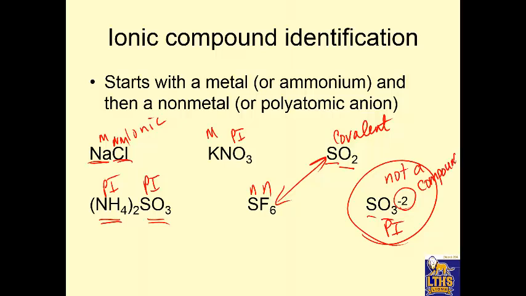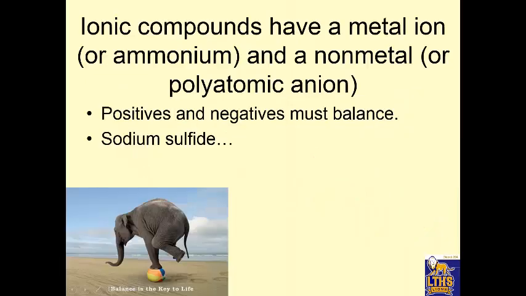So, here's the deal. Compounds have no charge, and they have more than one atom. And if it's an ionic compound, it's got metals and nonmetals, or it's got polyatomic ions built in, but it's not a compound if it has a charge. All right, ionic compounds have a metal ion or ammonium, and a non-metal ion or polyatomic anion. So positives and negatives must balance.